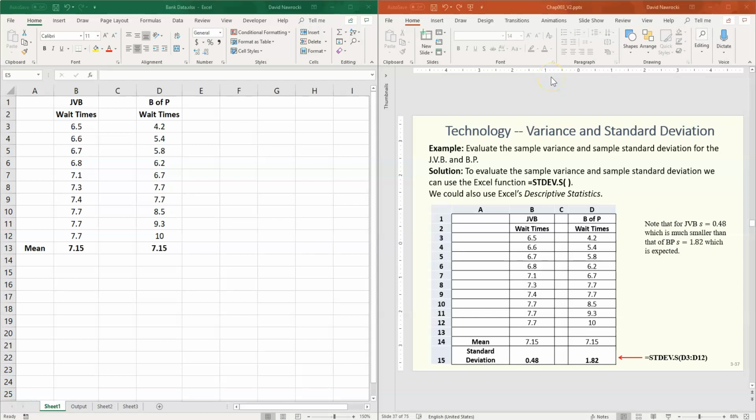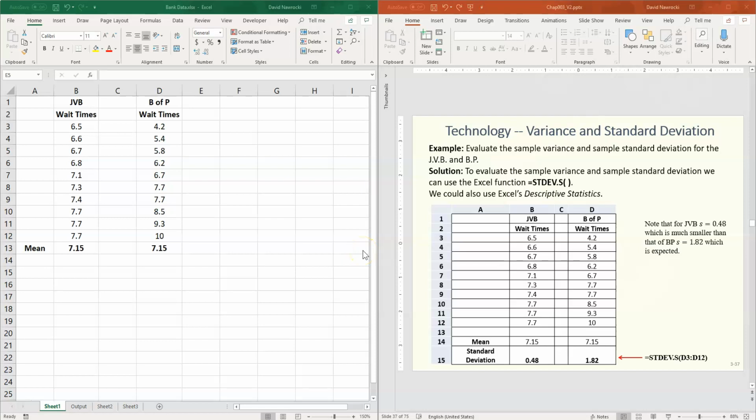Hi everyone. In this video, we're going to take a look at how to calculate the variance and standard deviation using Excel. So we're going to take a look at the example involving the Jefferson Valley Bank and the Bank of Providence. For these two banks, they took a sampling of waiting times for their customers, and they're listed right here in our data set. Each bank took a sampling of 10 customers, and these were their waiting times. And we want to calculate the variance and standard deviation for these values.